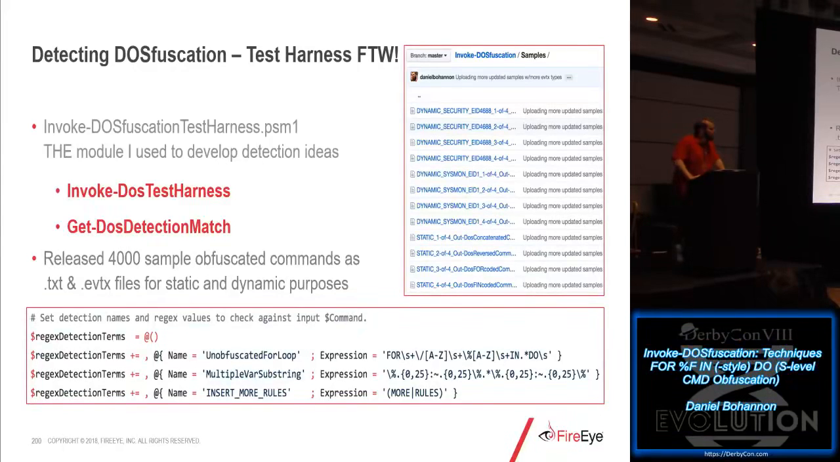And I've done this with all the obfuscation frameworks, but my code was always so ugly that I never ever wanted anyone to see it. So I actually spent a lot of time on making this code releasable. And so basically what you can do is you can say, okay, DOSfuscation, let me do a test harness and produce 1,000 iterations of all these different obfuscation options.